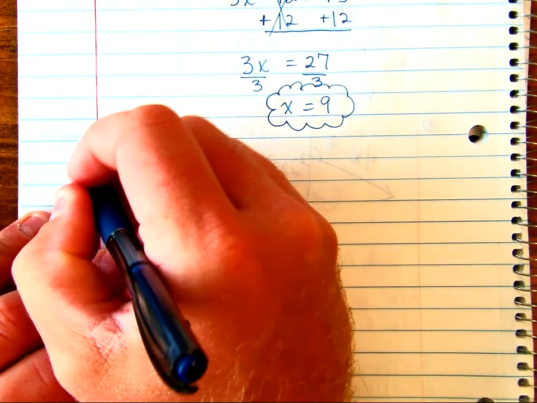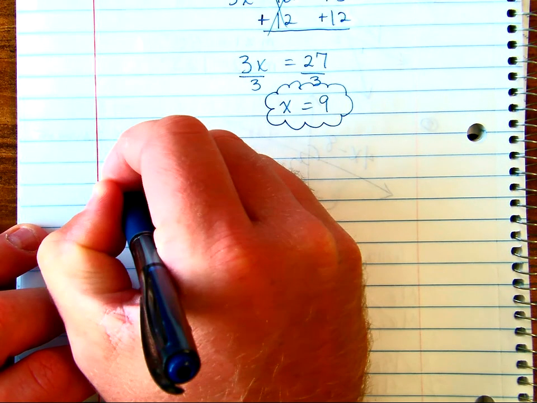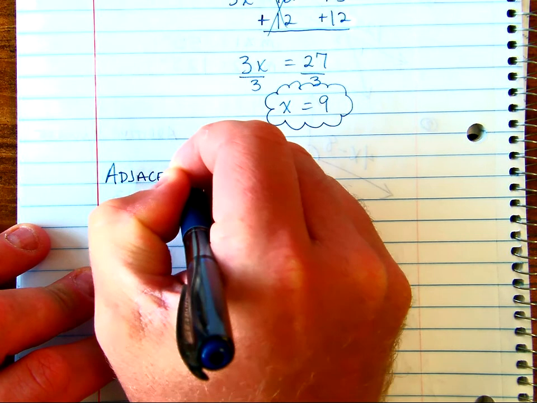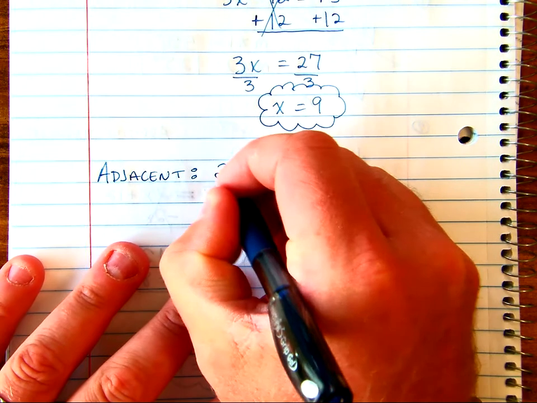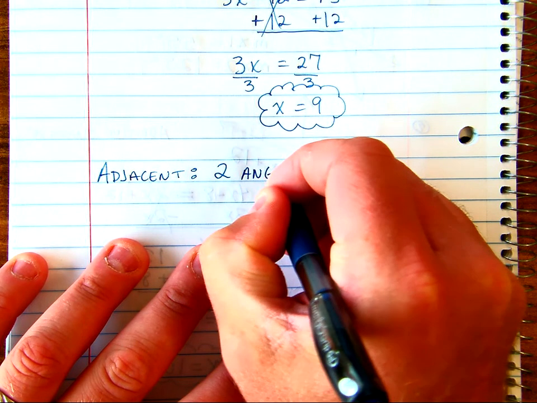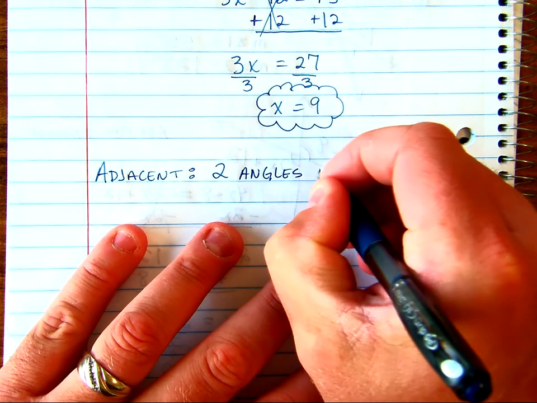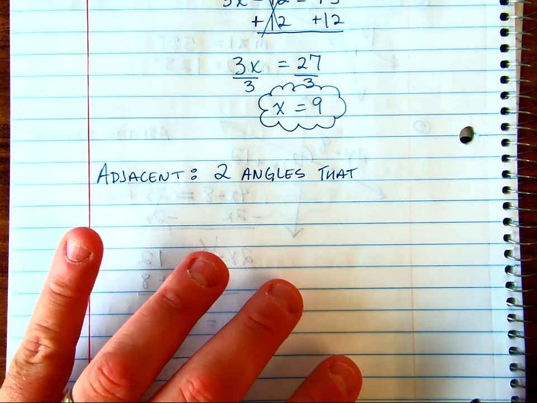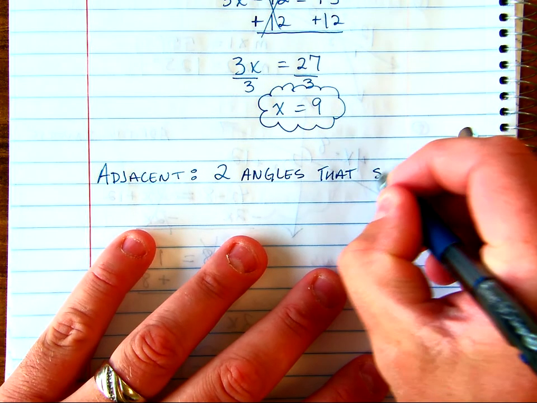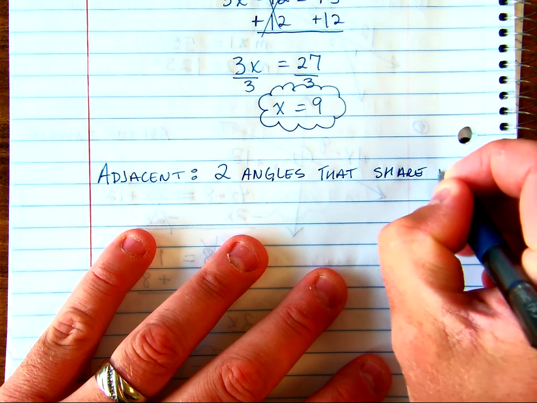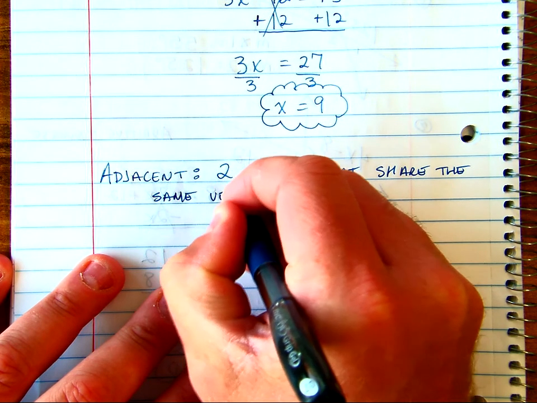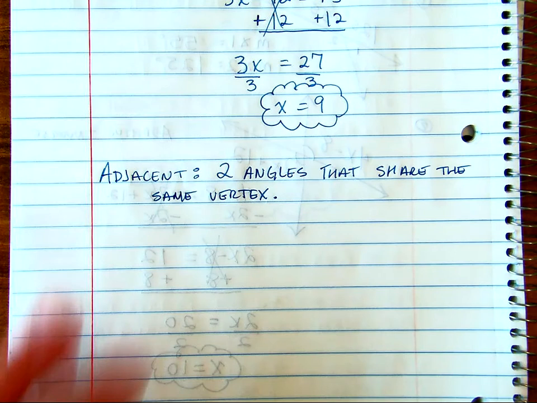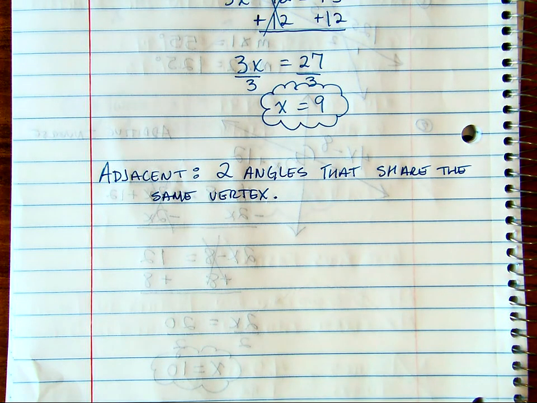And one of the first vocabulary words I want to talk about is adjacent. Adjacent angles are two angles that share the same vertex. Two angles that share the same vertex. Here's an example.